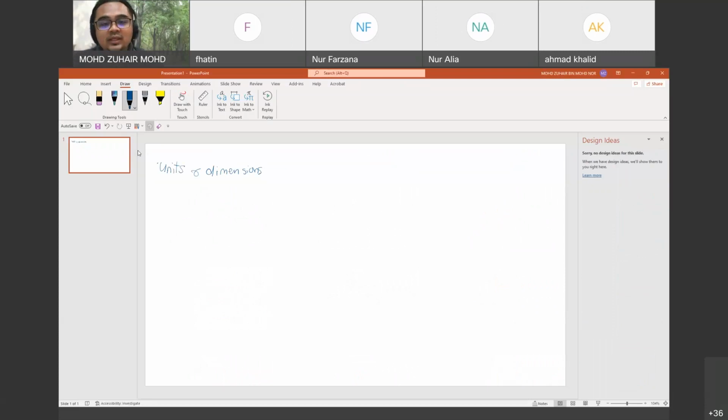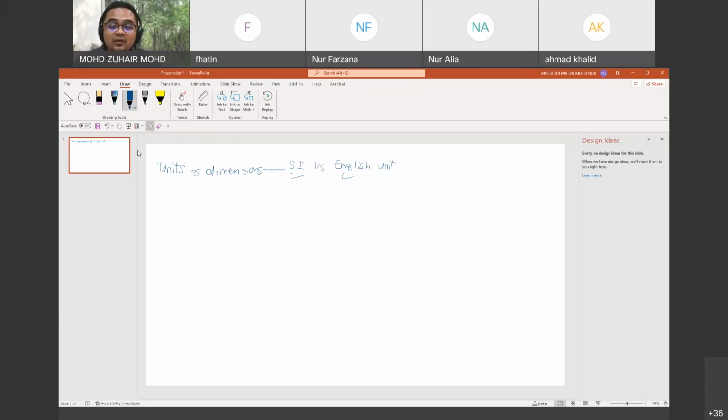Within this unit and dimension, we already learned how to convert from SI unit versus English unit. And this is kind of a refresher, because I believe that you already learned this during your SPM, your STPM, and your matriculation level. It's just some refreshment of what you have learned before, to convert from SI unit to English unit and vice versa by using the conversion table.